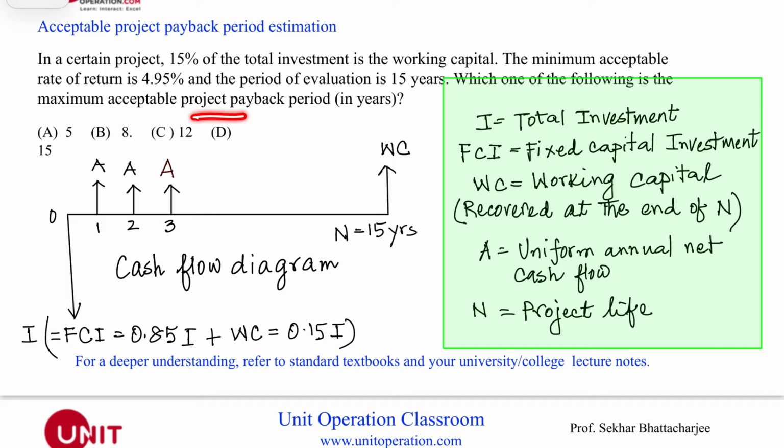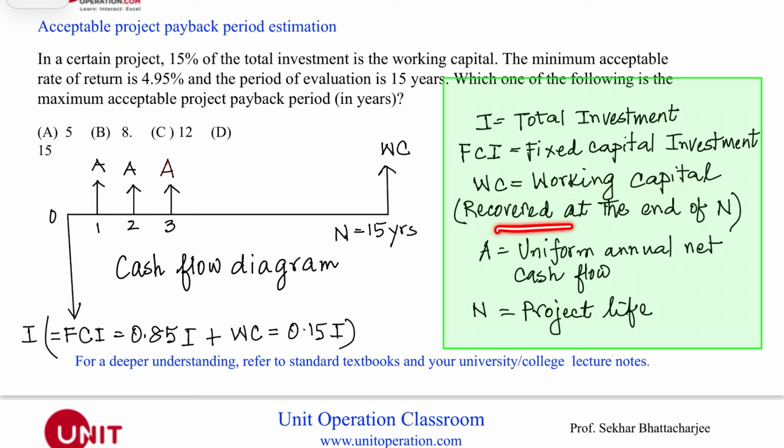We'll discuss this exactly later on. So this is our cash flow diagram. Initially, in the 0th year, you can see that we are making a total investment, out of which this is my fixed capital investment. This I is the total investment. FCI is the fixed capital investment. We'll see what it is. And WC is the working capital.